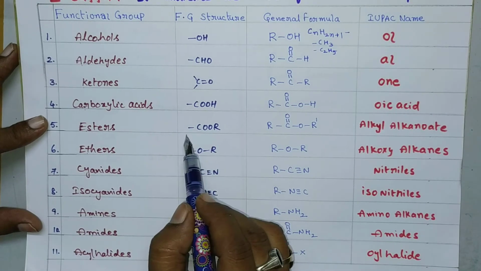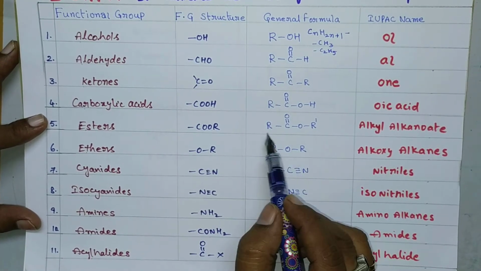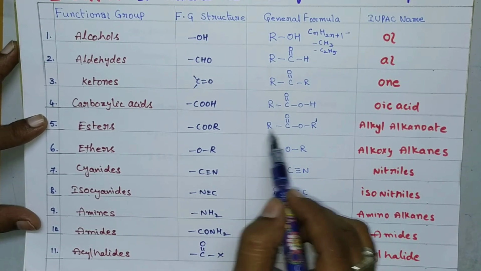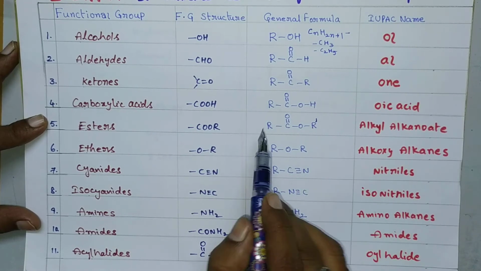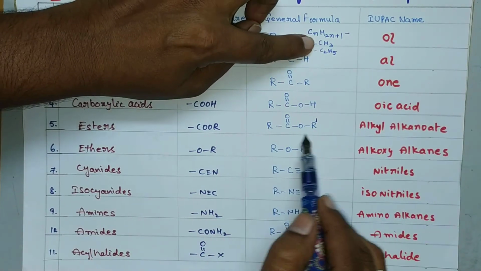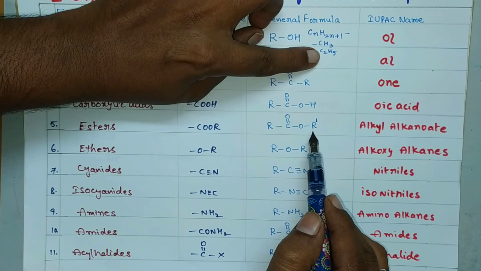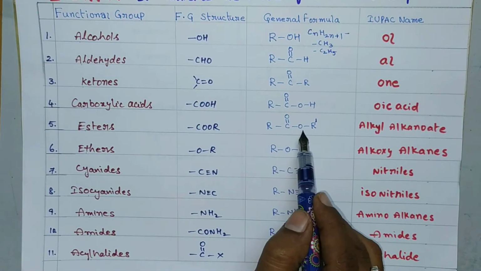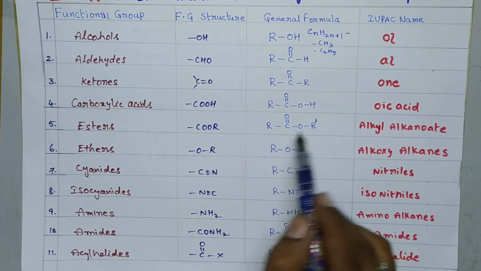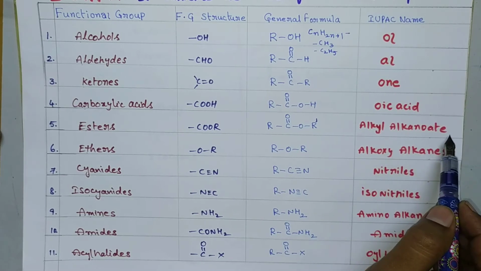And esters, RCOOR, that is, the functional group structure is COOR. The general formula is RCOOR or R dash. We can write R dash because the two groups are different. So R dash indicates this alkyl group is different from this alkyl group. So let it be CH3 and let it be C2H5. Then we can write RCOOR dash. Sometimes both will be similar and sometimes different. These can be called alkyl alkanoates.